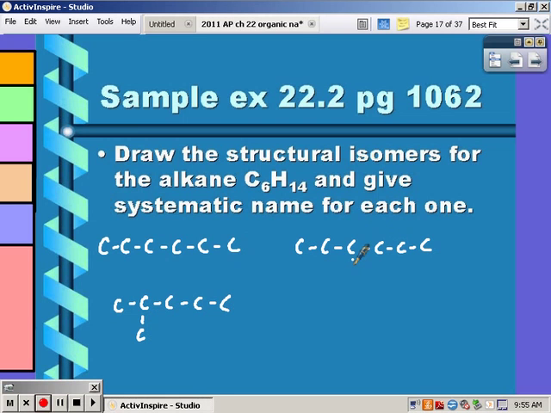We can also make 3-methylpentane. But there's no such thing as 4-methylpentane. Then we can have 2,3-dimethylbutane. And finally, 2,2-dimethylbutane.